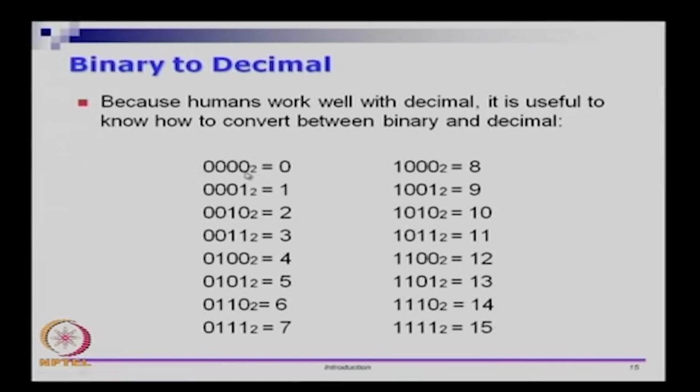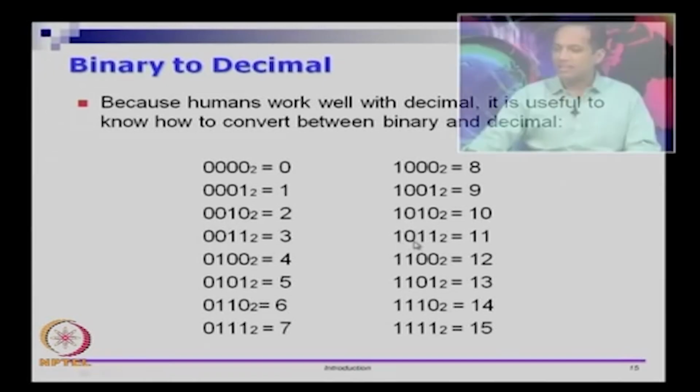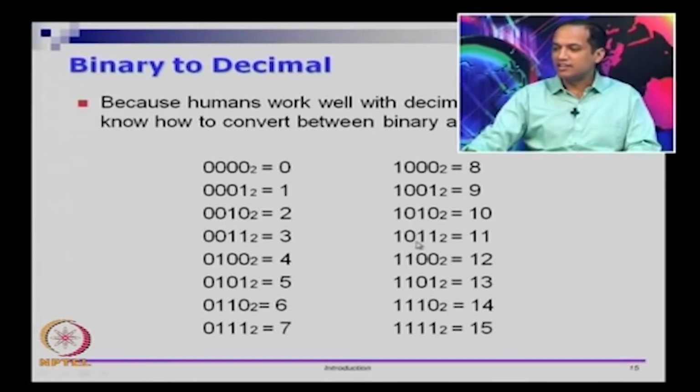So 0000 base 2 is 0 into 2 power 3 plus 0 into 2 power 2 plus 0 into 2 power 1 plus 0 into 2 power 0, that is the same as 0. Let us look at this row here, 1011. This is 1 into 2 power 3, which is 8, plus 0 into 2 squared, which is 0, plus 1 into 2 power 1, which is 2, plus 1 into 2 power 0, which is the same as 8 plus 2 plus 1, which is 11.